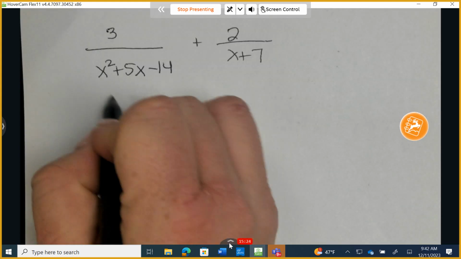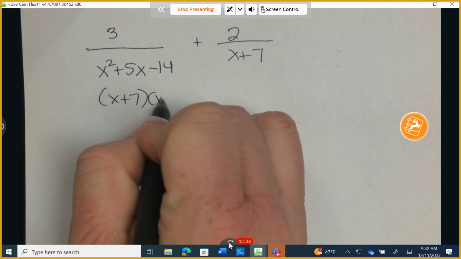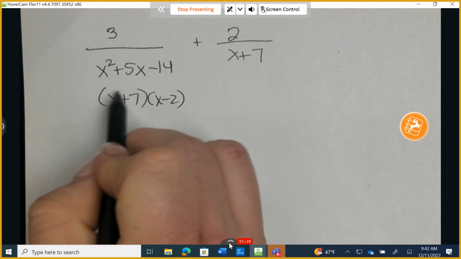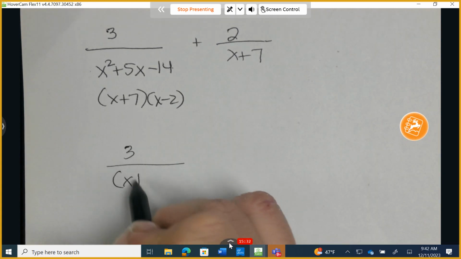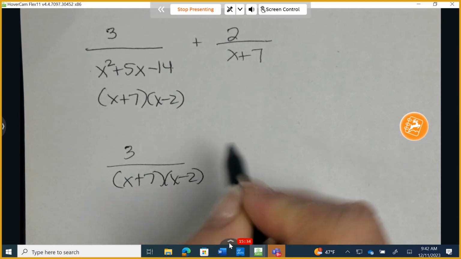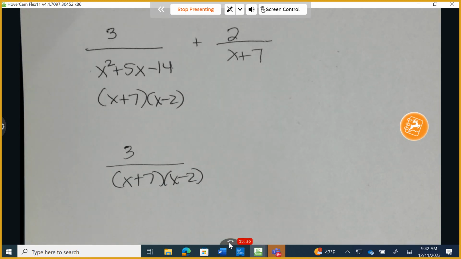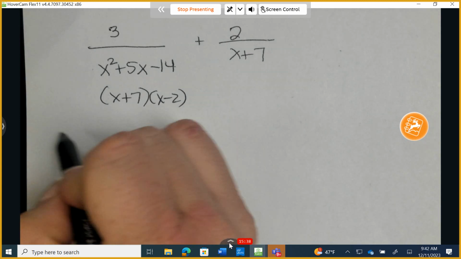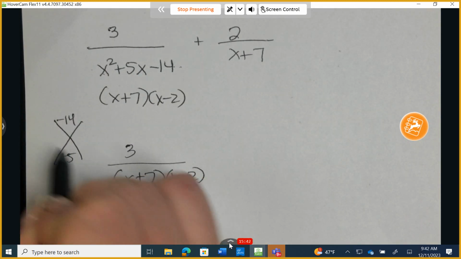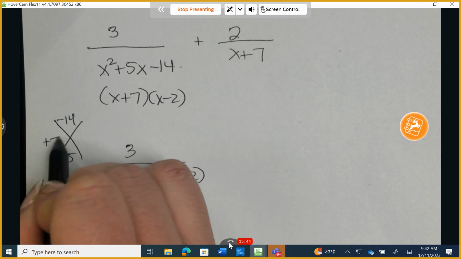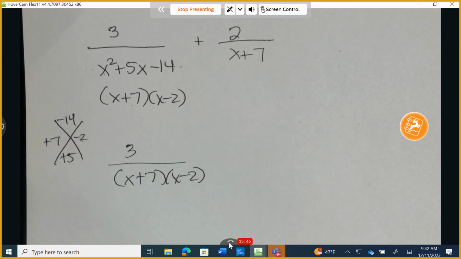All right, so here we go. I'm going to go into x plus 7 and x minus 1. That's what this factors into. So I have 3 over x plus 7, x minus, I said x minus 1, let me go back. I should have said x plus 7, x minus 2. And I was able to get that because what multiplies to equal negative 14 and combines to give us a positive 5? That is going to be a positive 7 and a negative 2. That's how I came up with those values.